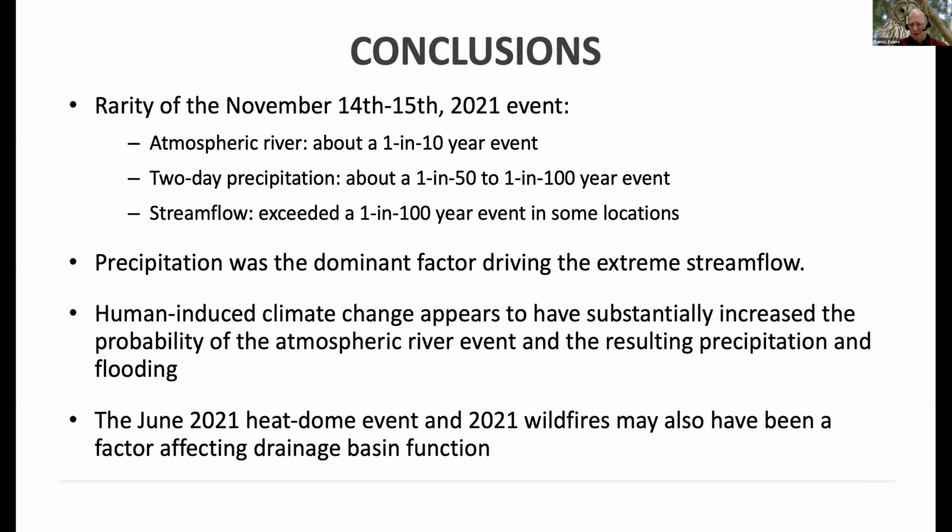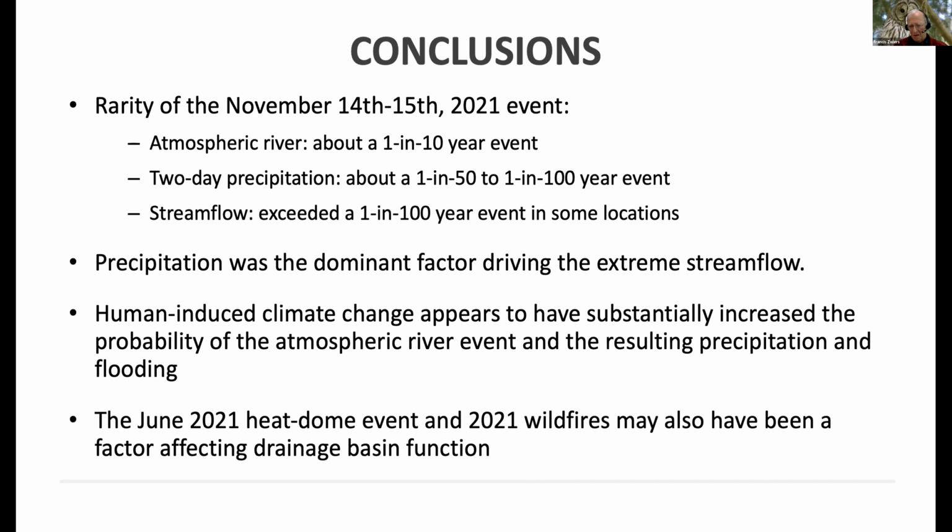The atmospheric river itself wasn't a particularly unusual event. The two-day precipitation event was substantially more unusual. Streamflow exceeded a 1 in 100-year event magnitude in several locations. Precipitation was the dominant factor in driving extreme flow. Human-induced climate change appears to have substantially increased the probability of an atmospheric river event and the resulting precipitation and flooding.